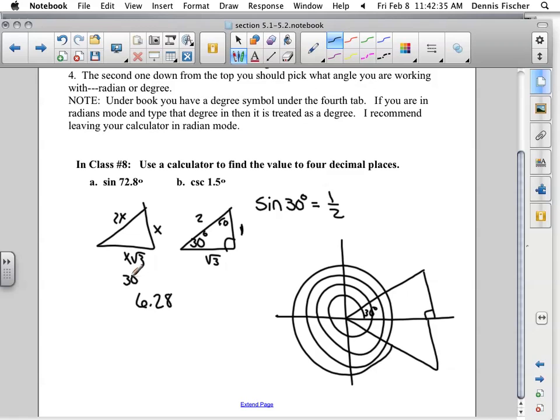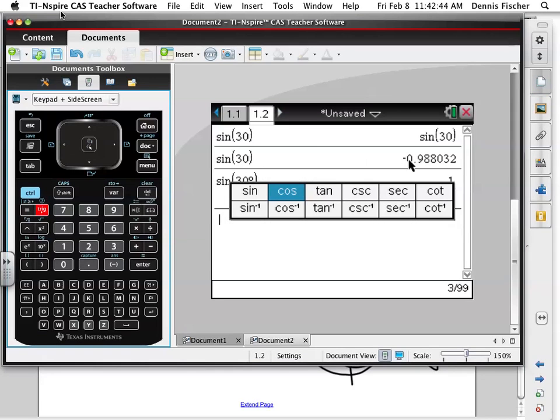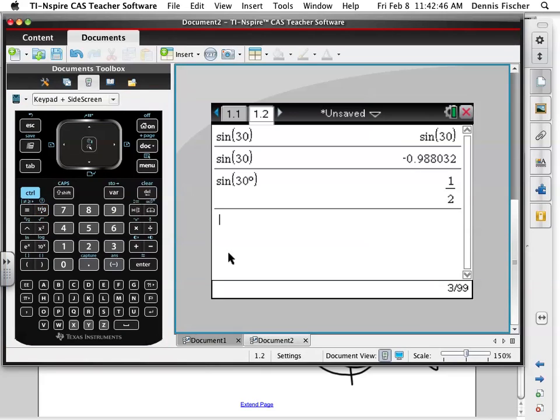I want you to understand that when we do these on your calculator, it's a little different. It's not just type in 30 degrees. Like I said, if you're in radian mode, I could use the degree symbol, and it knows it's in degrees. So if you type in sine of 60, you're going to get 1, right?